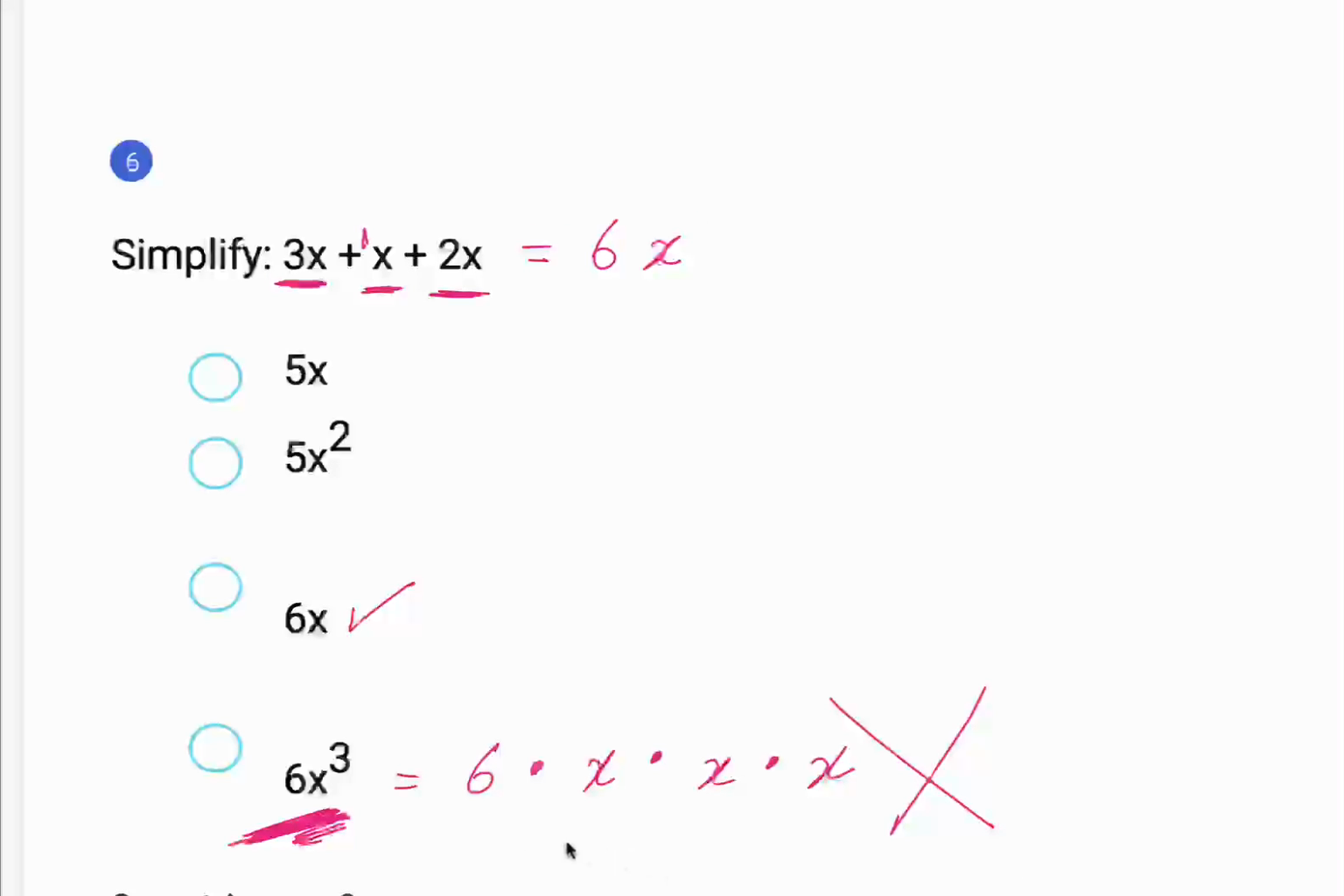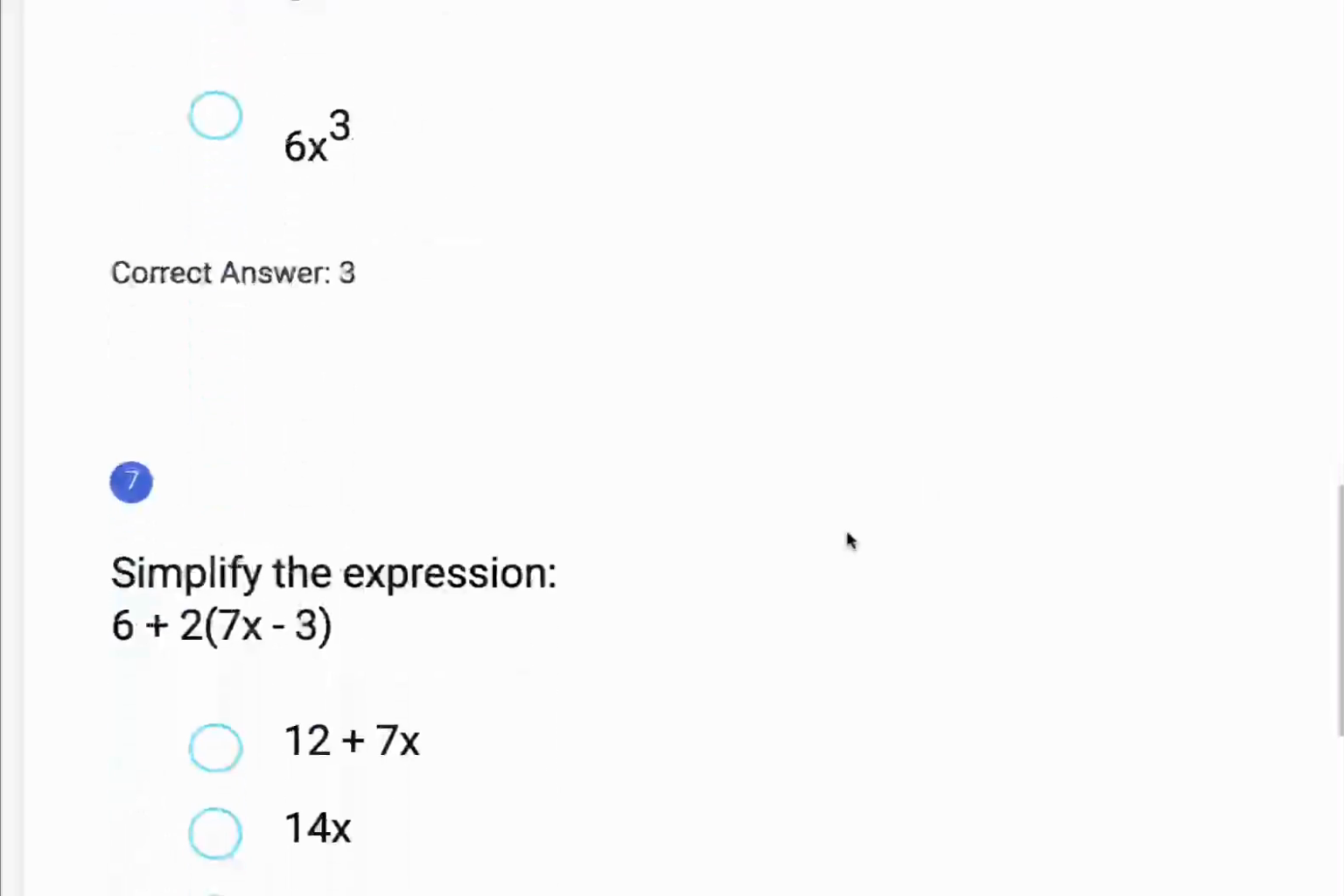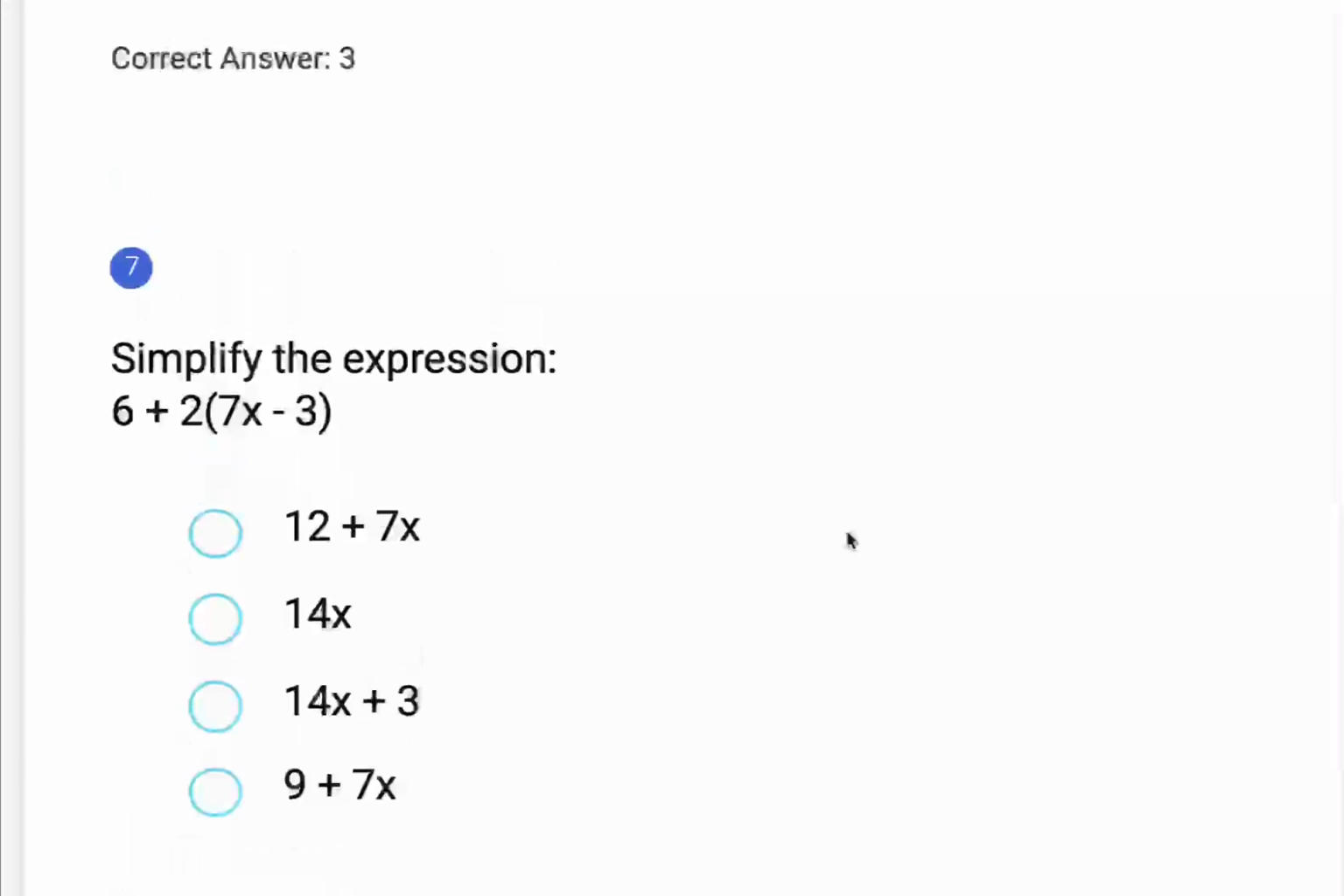This is not the correct answer because in the question we have only x power 1, only x, not x power 3. So we do not multiply. When you add, do not raise or increase the power. Do not change the power, the exponent. Okay, my heroes, and the next question.